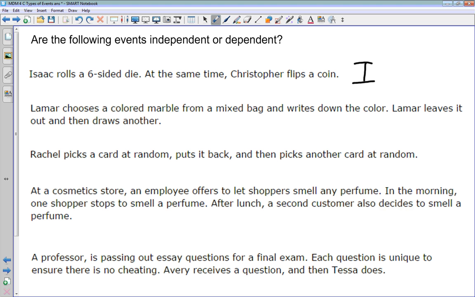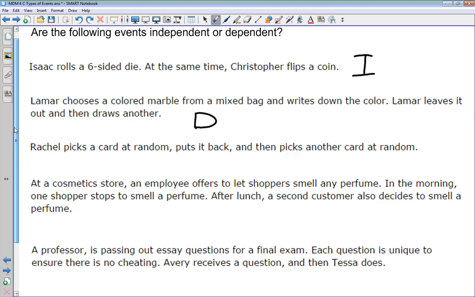Our second one here, Lamar chooses a colored marble from a mixed bag and writes down the color. Lamar leaves it out and then draws another one. Are these going to be independent or dependent? Well, in this case, our two events are going to be dependent. He pulls one marble out, and because he doesn't put that marble back in, the number of marbles and the ratio of colors of marbles in the bag has changed because of that one that he's taken out. So if he has taken out a red one, the probability of getting a red one the next time has gone down slightly. So as long as he leaves it out, the probabilities involved in choosing the second marble have changed slightly from choosing the first one.